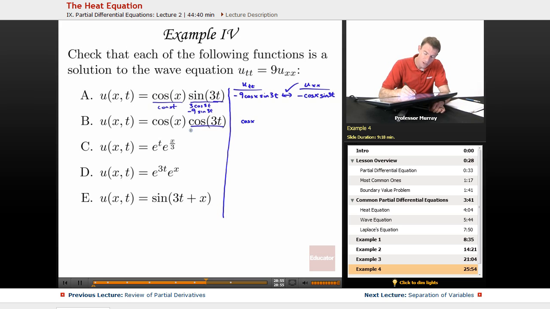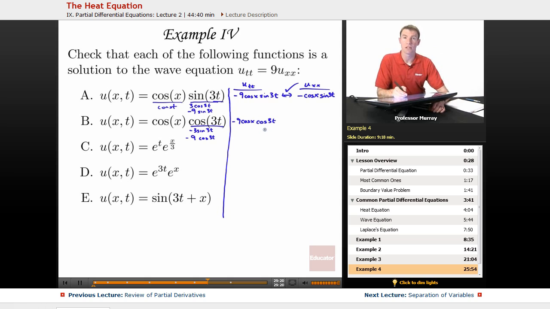The first derivative is negative sine of 3t multiplied by 3 by the chain rule. And the second derivative of sine is cosine of 3t. But we still have that negative, and now we get another 3 popping out, so negative 9 cosine of 3t. So negative 9 cosine of x, cosine of 3t.